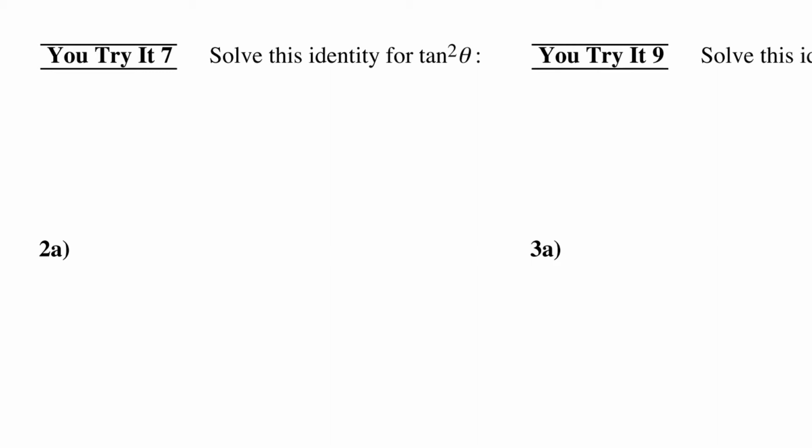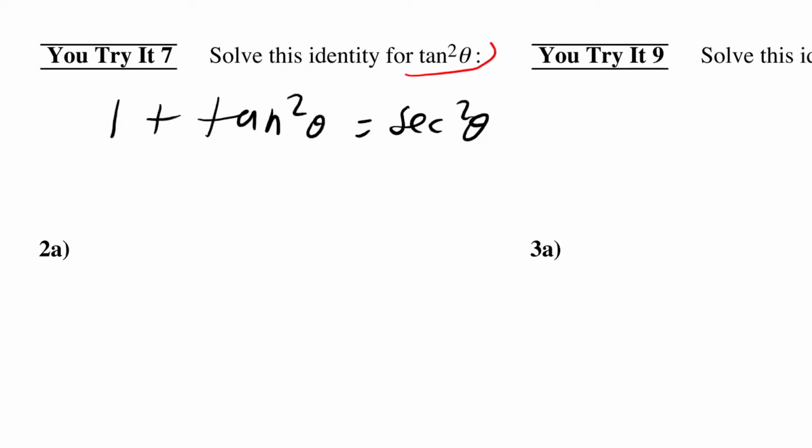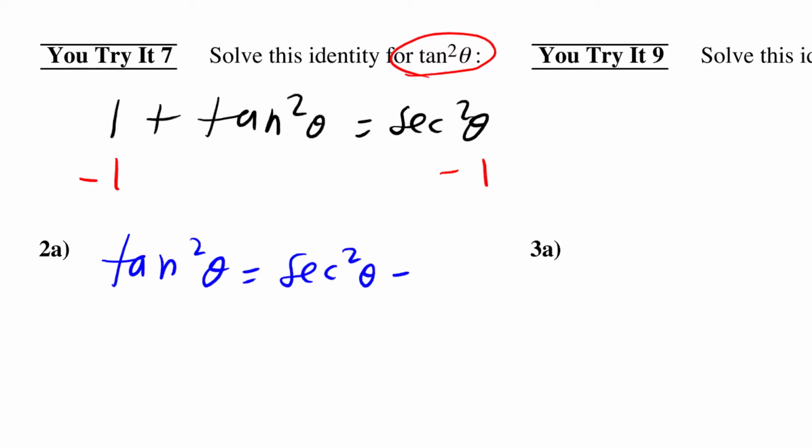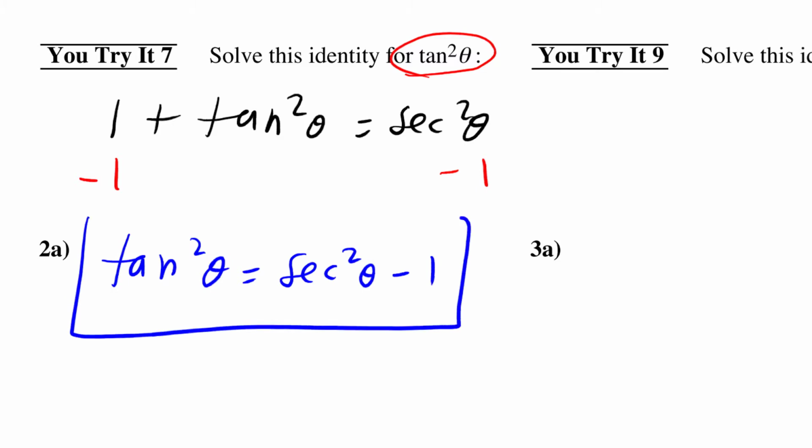So let's now find an identity for just tangent squared theta, a Pythagorean identity. Of course, we start with the original that we just developed, 1 plus tangent squared theta equals secant squared theta, and this time we'll subtract 1 from each side, because we're solving for tangent squared theta. And this will give us tangent squared theta on the left, and on the right side, secant squared theta minus 1. Again, one more Pythagorean identity. But if you know the basic one, you can generate all of the others.